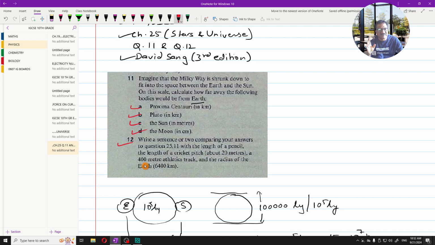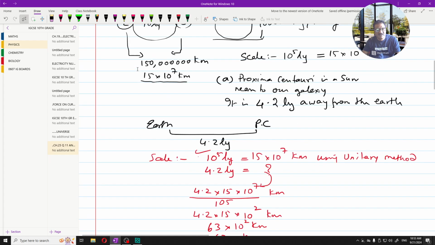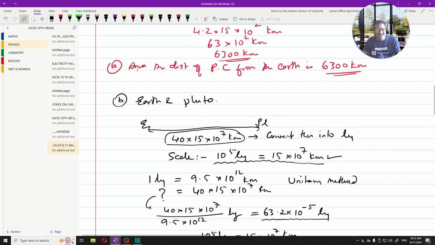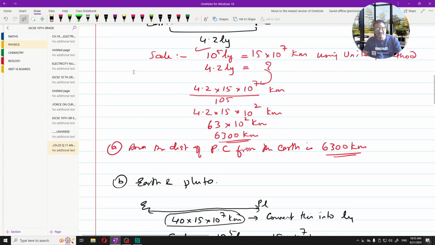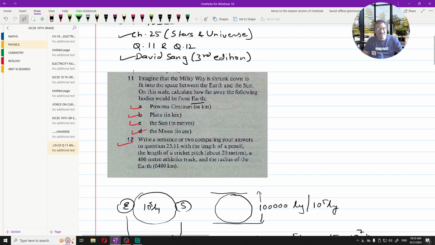Then you can compare with the 400-meter athletic track, and you can compare with the radius of the earth, which is 6400 kilometers. So these four things we are given, and these four things we have to compare. First, let us take the answer for part A. The answer we got for part A was 6300 kilometers. This 6300 kilometers can be compared with this 6400 kilometers, that is the radius of the earth.